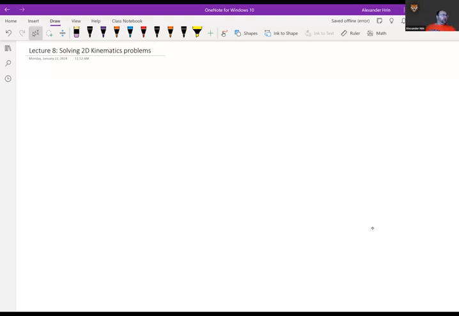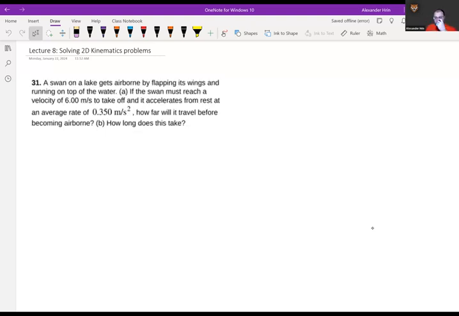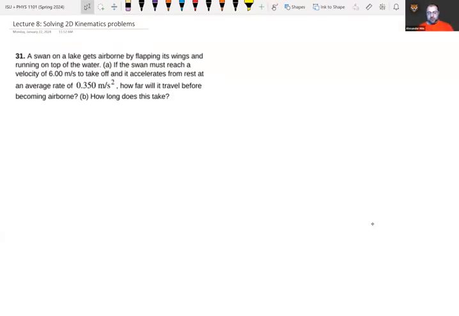I want to just post an example of a 1D kinematics problem that maybe you can reach back and take a look at. So this one says: A swan on a lake gets airborne by flapping its wings and running on top of the water. The swan must reach a velocity of 6.00 meters per second to take off, and it accelerates from rest at 0.35 meters per second squared. How far will it travel? And how long does it take?